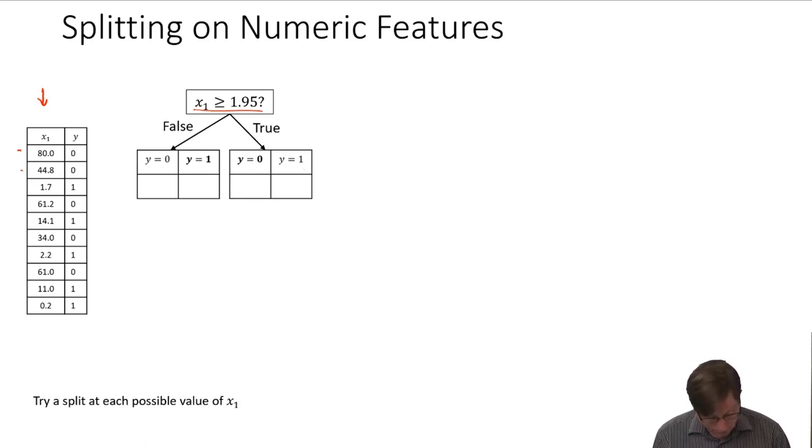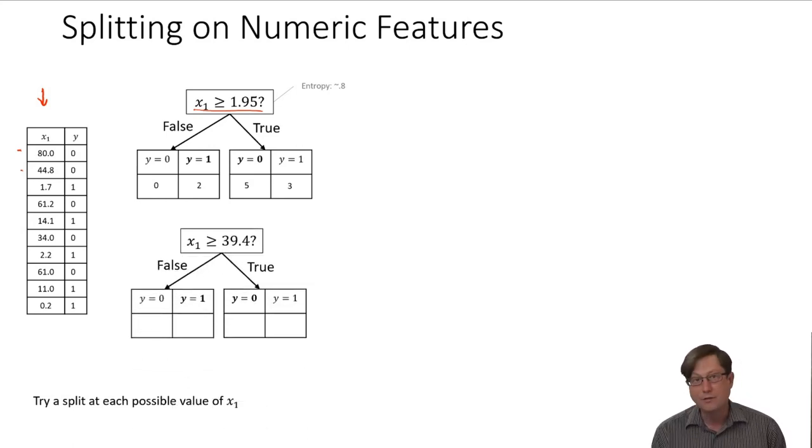We could walk through this, count them up, and we're going to see that that is the property of taking that split. This side looks pretty pure. This side, not so great. If we calculate the entropy, we'd see that the weighted entropy, or the loss in this case, is 0.8 about.